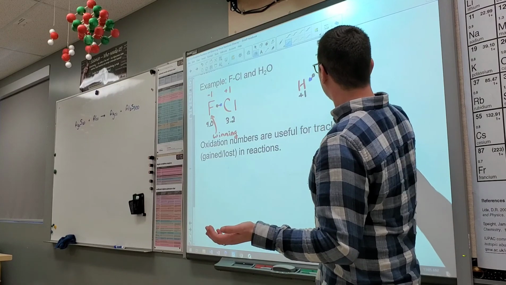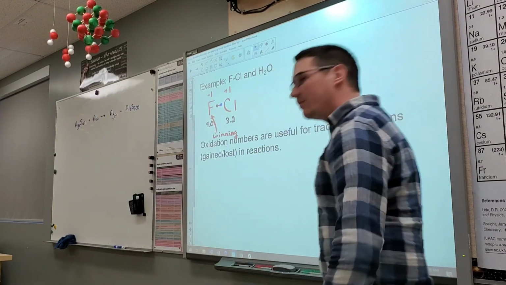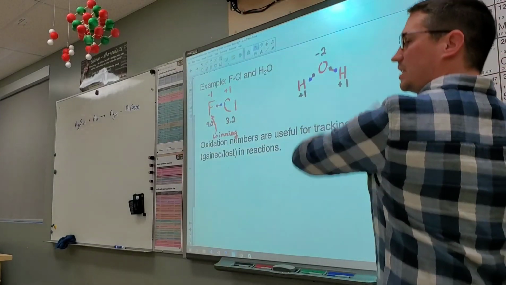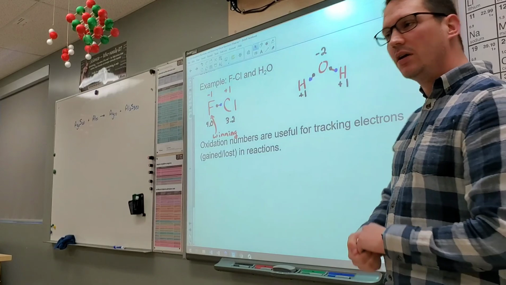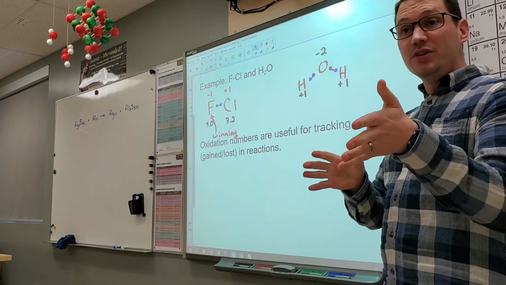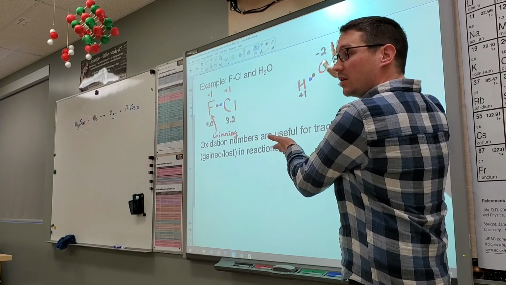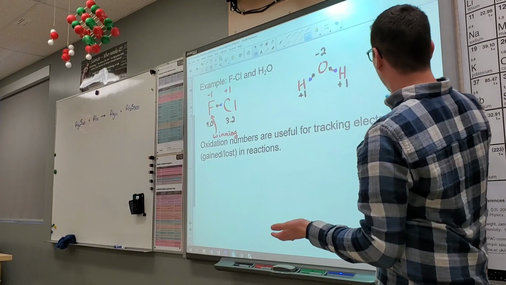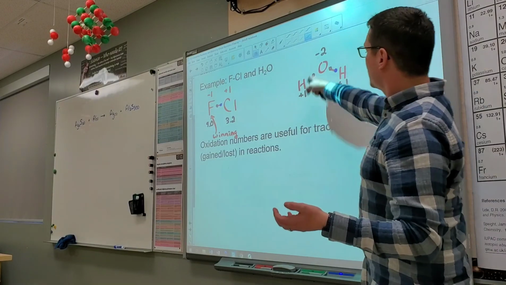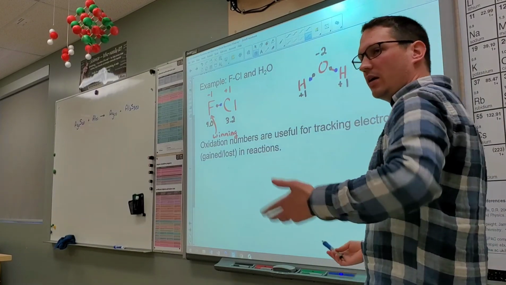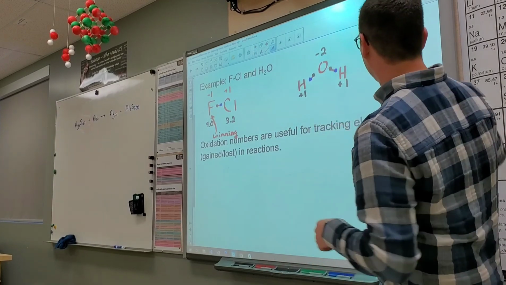+1 and +1. Is that okay? What do you notice if we added up all the oxidation states in this compound? What do you notice it adds up into? The charge. It adds up into whatever the charge on this entity is. What's the charge normally on H2O? Charge is 0. So this should add up to be 0. Okay? Does that kind of make sense? Yeah, kind of makes sense.